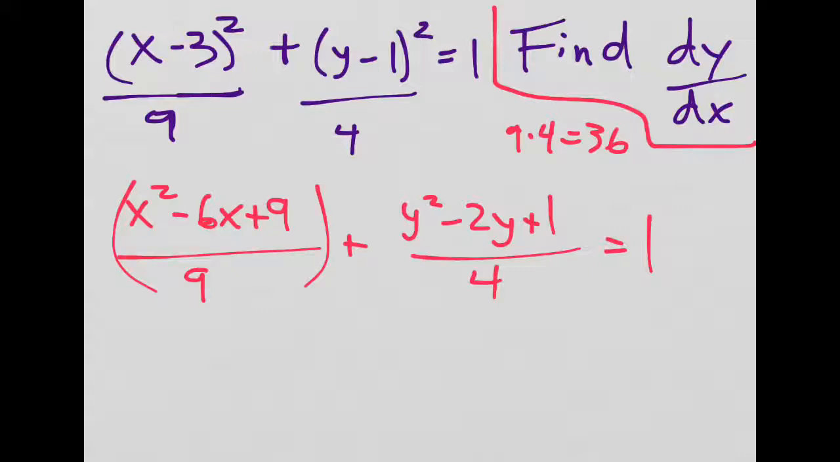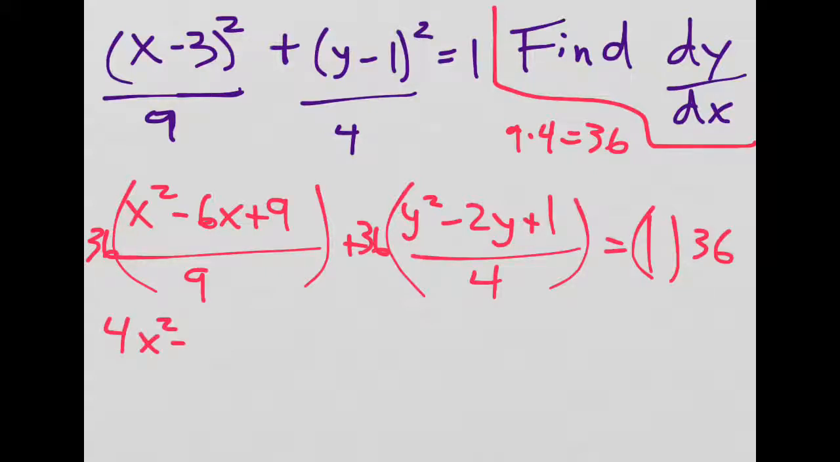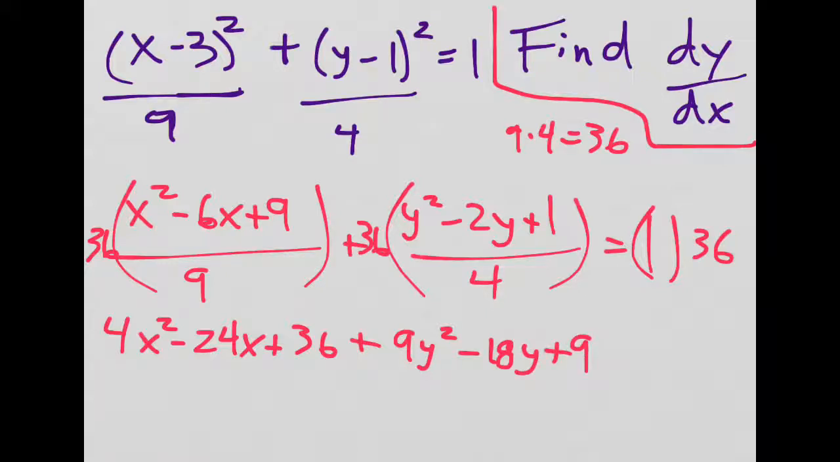So if I multiply everything by 36, this is going to simplify a little bit. Multiply this side by 36 as well. 36 divided by 9 is 4, and so we're going to end up with 4x squared minus 24x plus 36. Plus, 36 divided by 4 is 9, so I will get 9y squared minus 18y plus 9 equals 36.